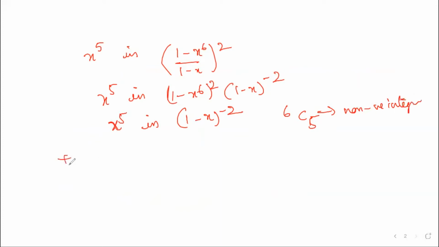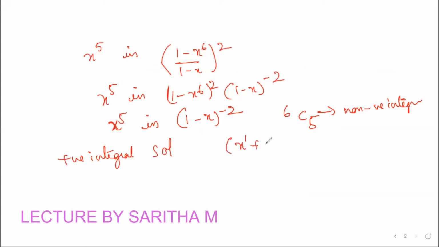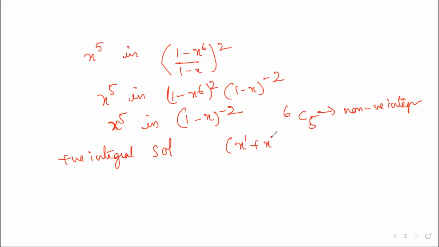And suppose I want the positive integral solutions, then I have to write the expansion starting from x^1 to x^5, squared, and find the coefficient of x^5 in this. And this also leads to x^2 outside, (1 - x^6)/(1 - x) whole squared.